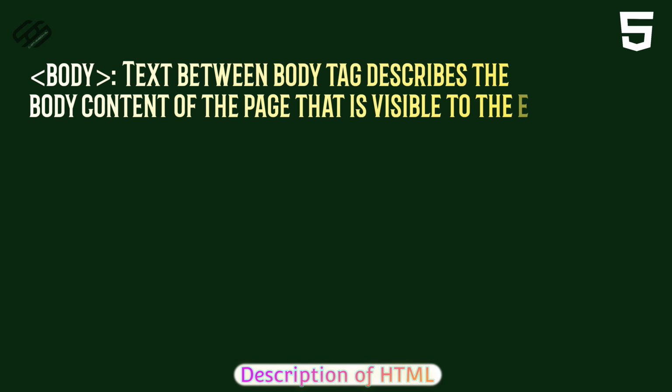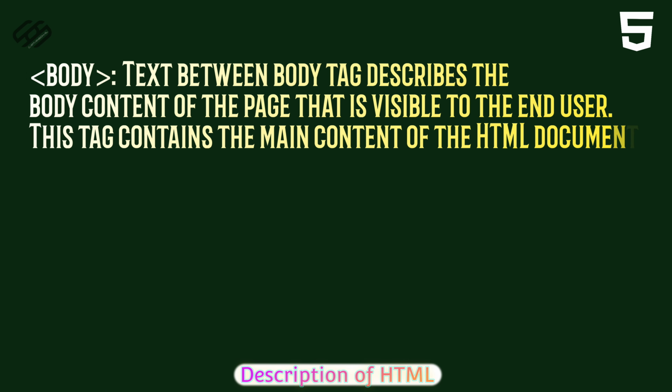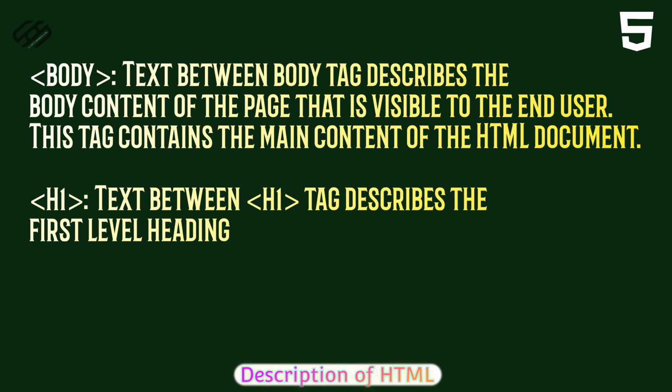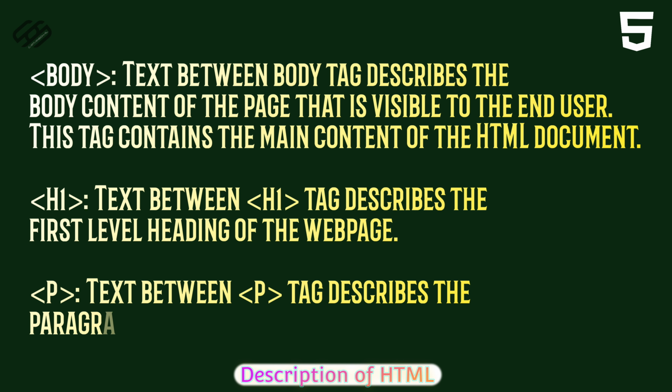<body>. Text between the body tag describes the body content of the page that is visible to the end user. This tag contains the main content of the HTML document. <h1>. Text between the <h1> tag describes the first level heading of the web page. <p>. Text between the <p> tag describes the paragraph of the web page.